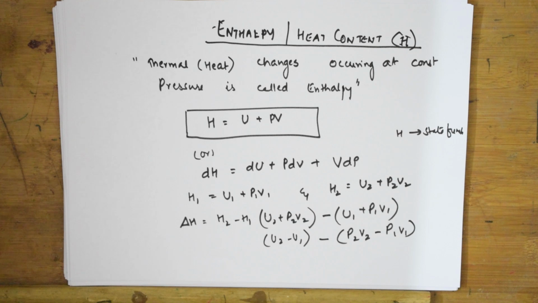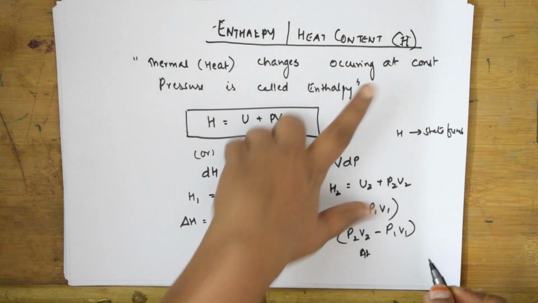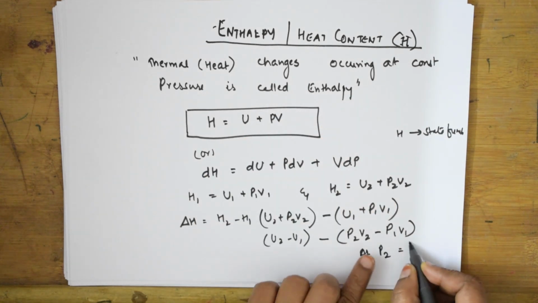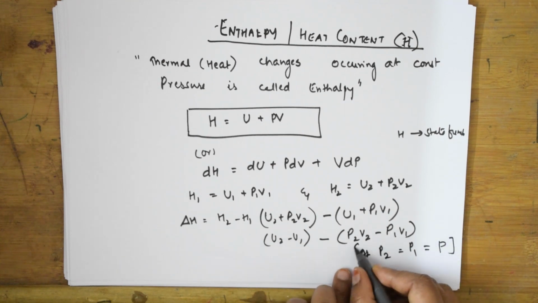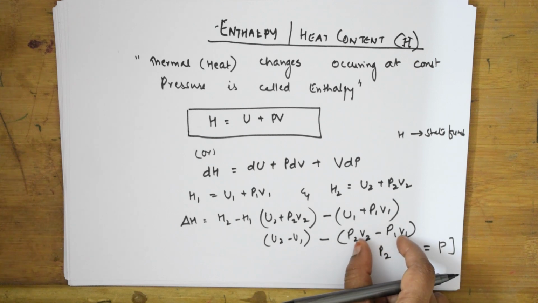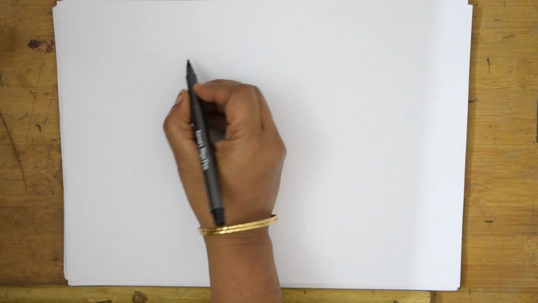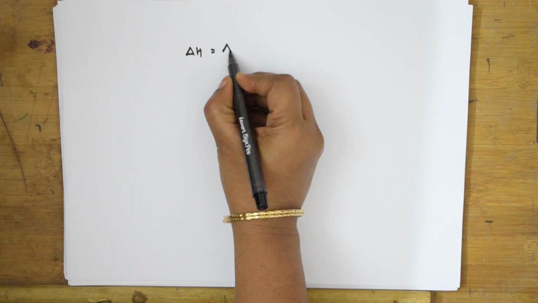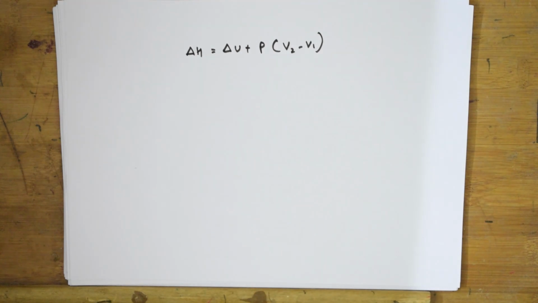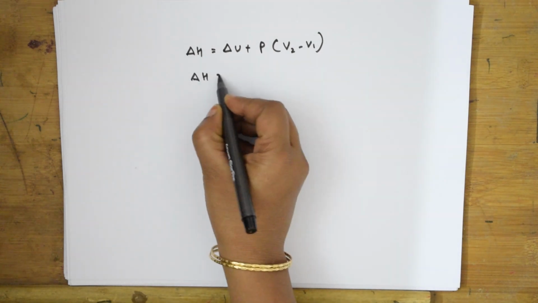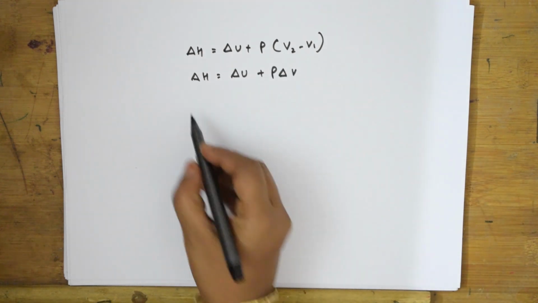So at constant pressure, we said, what will happen? Because we said enthalpy is a change at constant pressure, P2 will become equal to P1. So P1 will become equal to P, because we have taken it as constant pressure. Now in this whole quantity, we are left only with V2 and V1. Now let's write the formula taking this condition. It is nothing but delta H is equal to delta U plus constant pressure P times V2 minus V1, isn't it? Yes. So I can still further write delta H is equal to delta U plus P delta V. This is one condition.